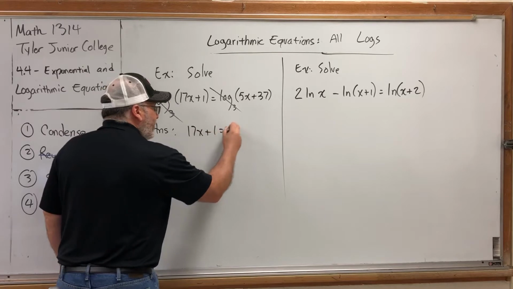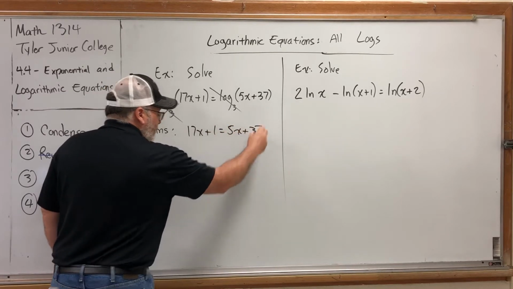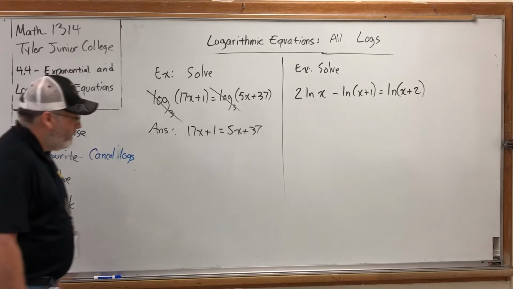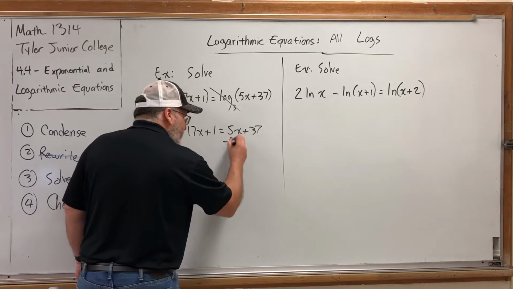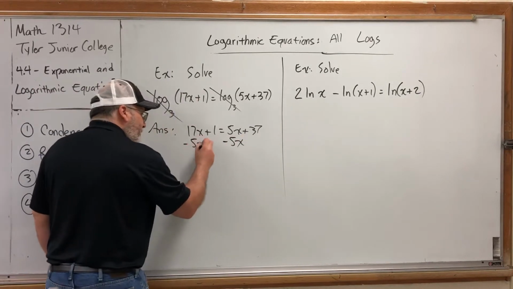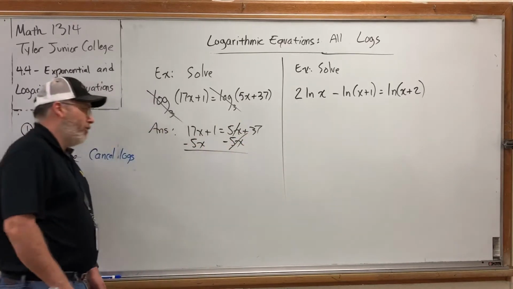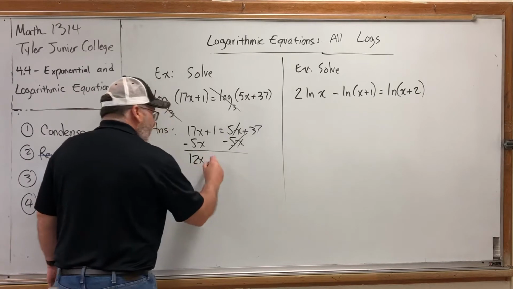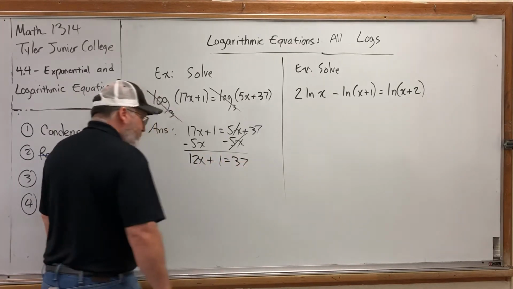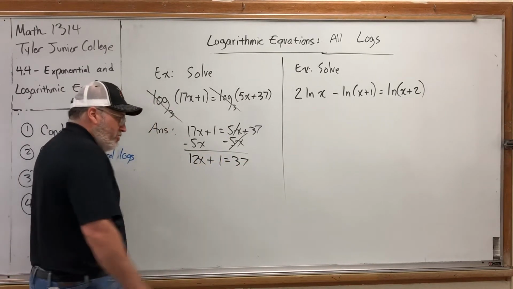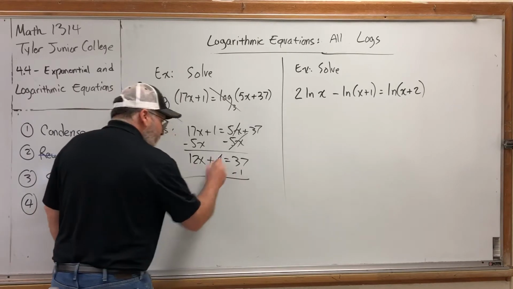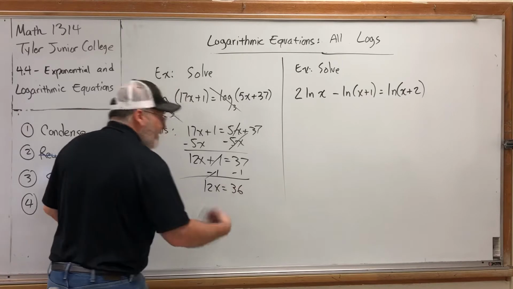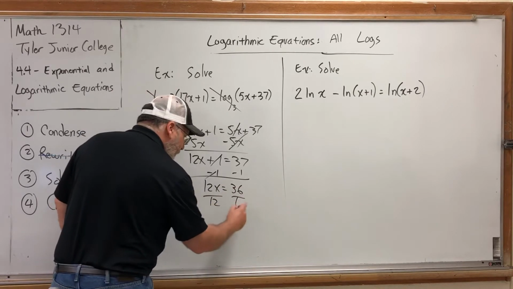17x plus 1 equals 5x plus 37. Now I just have to solve and check for extraneous solutions. Too many x's, subtract the smaller one. And I always like subtracting the smaller x because it leaves the other one positive. 12x plus 1 equals 37. You should be able to solve this in your head, but I'm going to write the steps. Subtract 1 from both sides, you get 12x equals 36. Then divide both sides by 12.